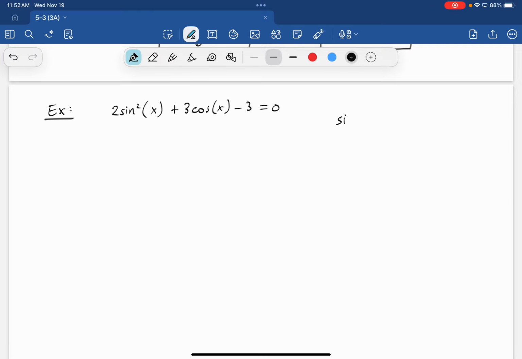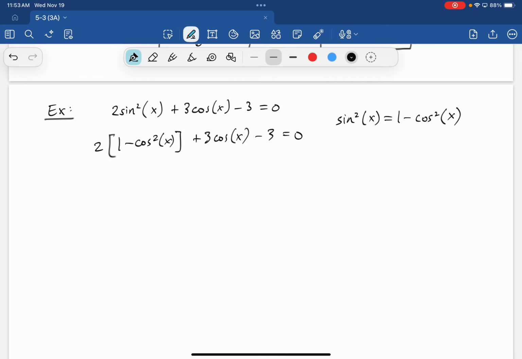We're able to convert this sine squared into a 1 minus cosine squared, right? Using the Pythagorean identity, because sine squared plus cosine squared is 1, and so that means sine squared equals 1 minus cosine squared. So if we make that substitution, we can successfully convert everything to cosines, which is very desirable. So I'm going to make that substitution, so I'll have 2 times 1 minus cosine squared x, right? Just replace that and keep everything the same. Plus 3 cosine x minus 3 equals 0.